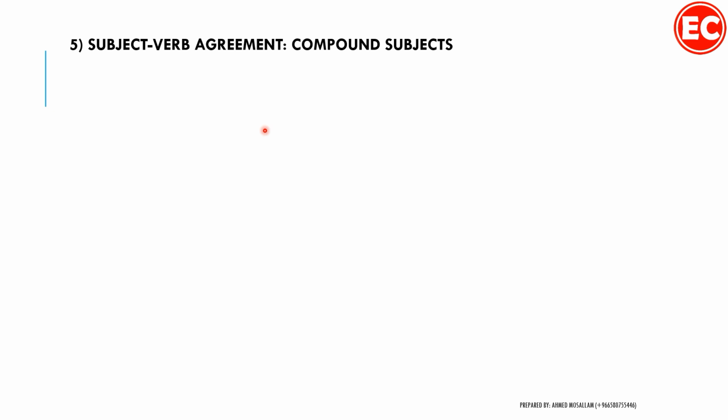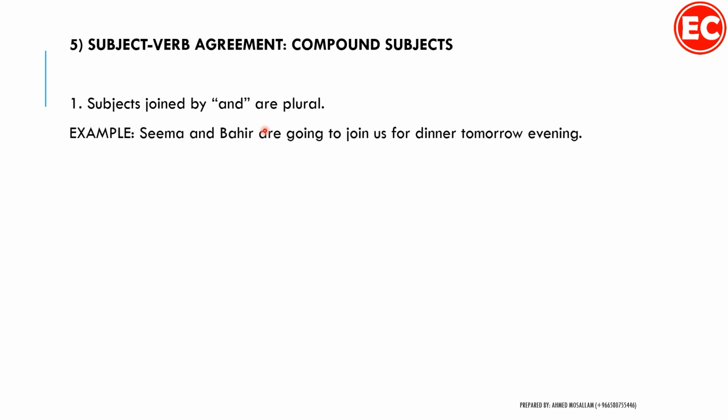So today inshallah we'll continue the same lesson. Okay, subject-verb agreement. The fifth rule for this is compound subjects, when we have more than one subject. Subjects joined by and are plural. For sure, if you have two subjects and you can join them by and, there will be two people, that means plural, like Sima and Bahir are going to join us for dinner tomorrow evening. So we are now talking about two different individuals here, two different people, which is Sima and Bahir.